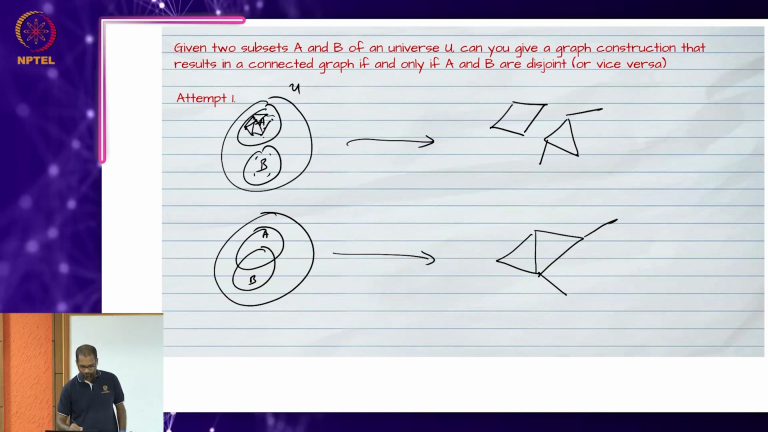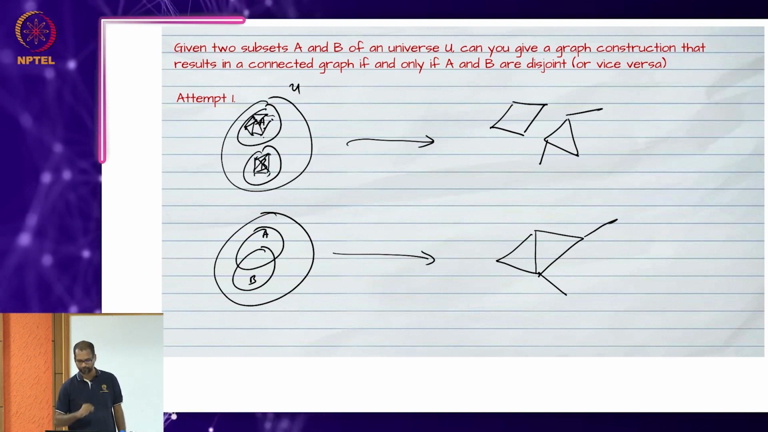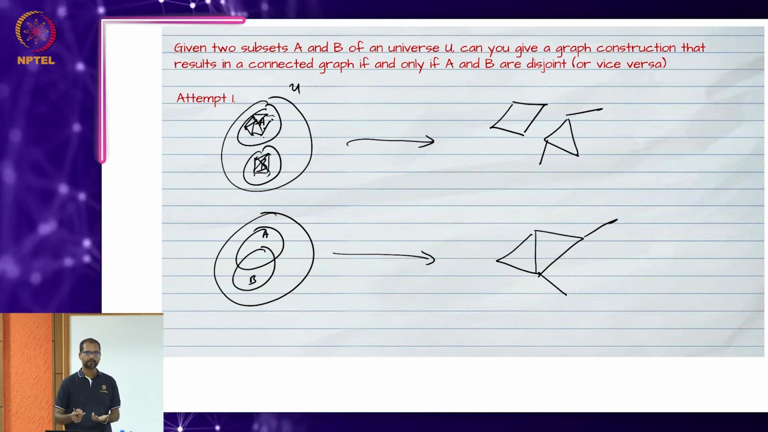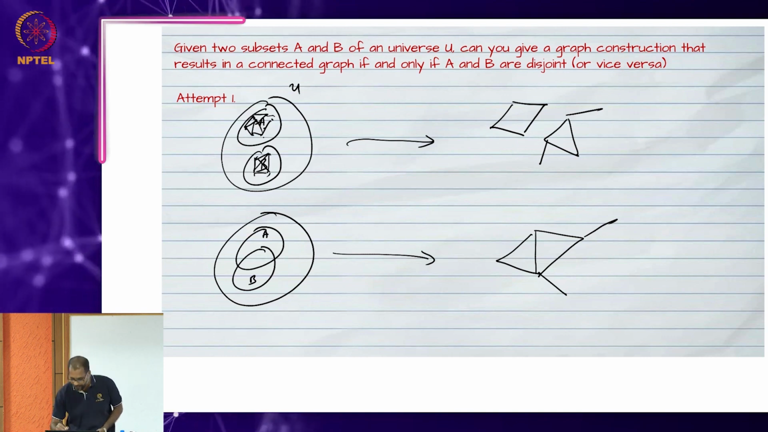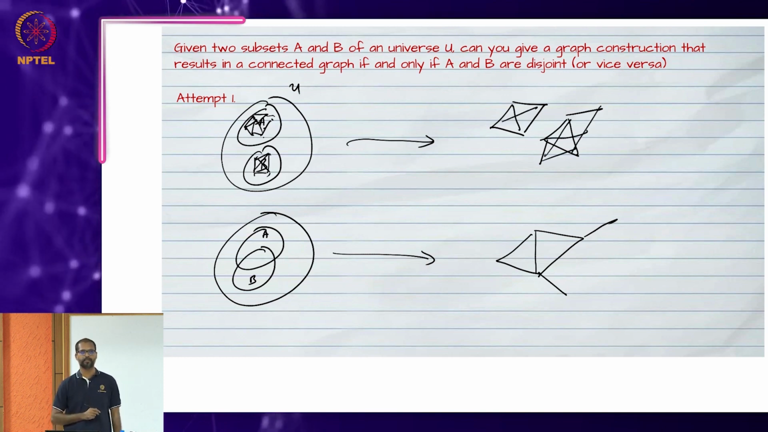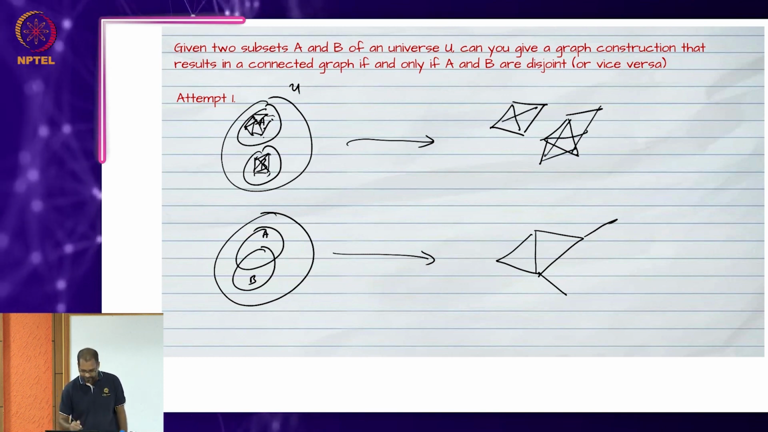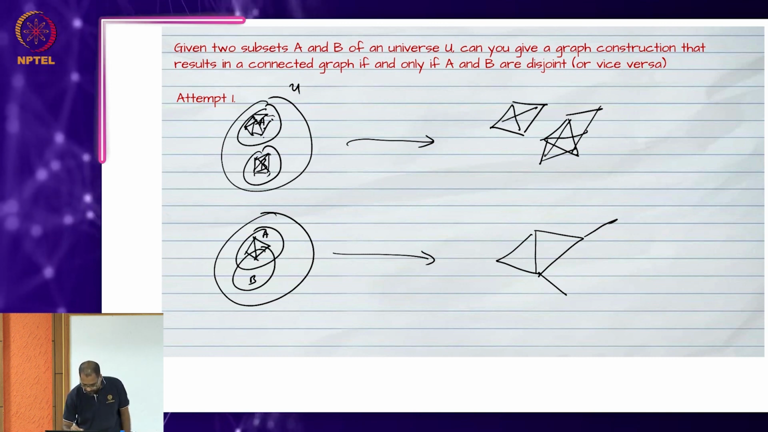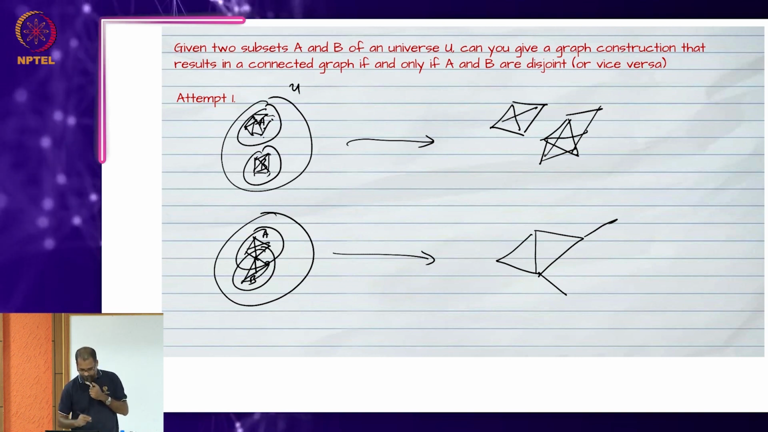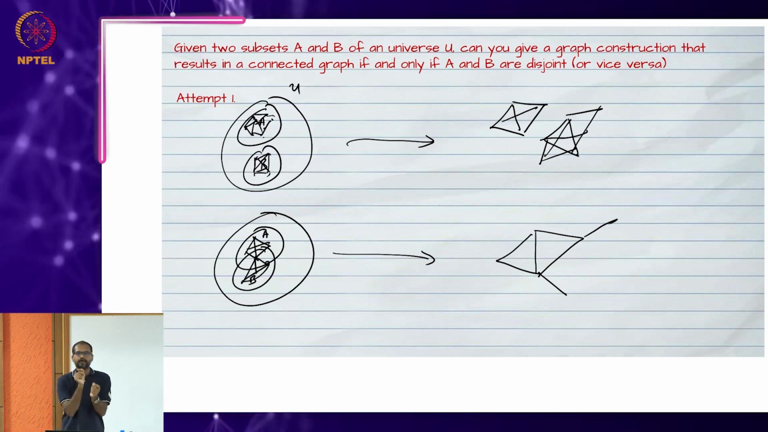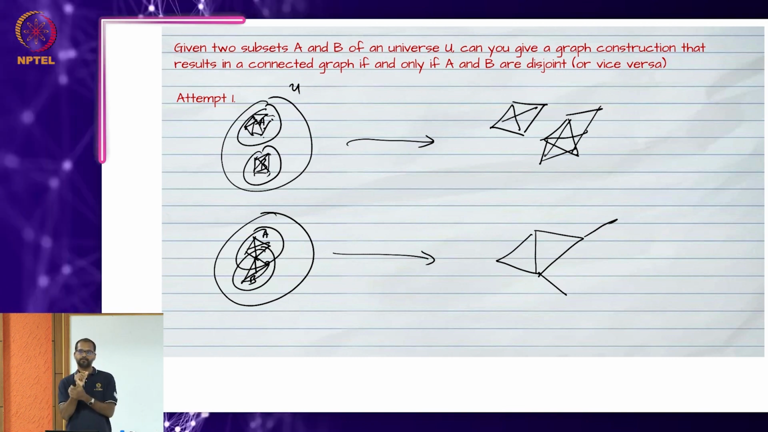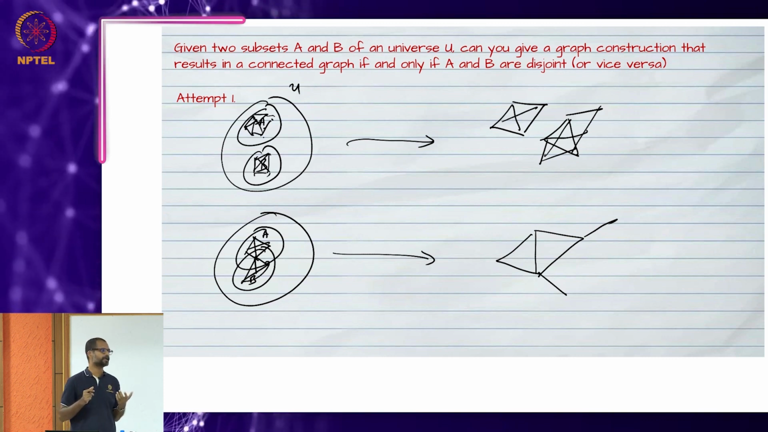Similarly, she also said put an edge between all the vertices in B. So B will look like another complete graph. If A and B are disjoint, then the final graph that you get will be a disjoint union of two complete graphs, which is disconnected. Whereas if they were like this, if there was even a single vertex in common, that vertex is connected to both sides. So you get a connected graph.